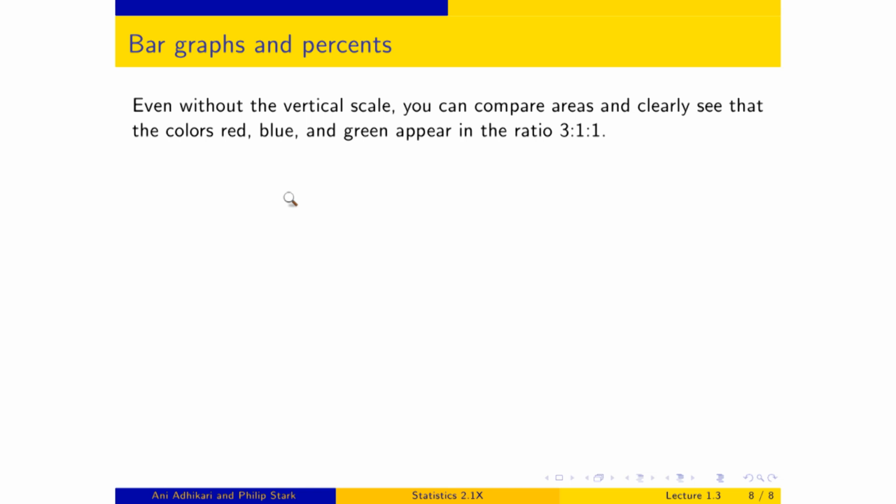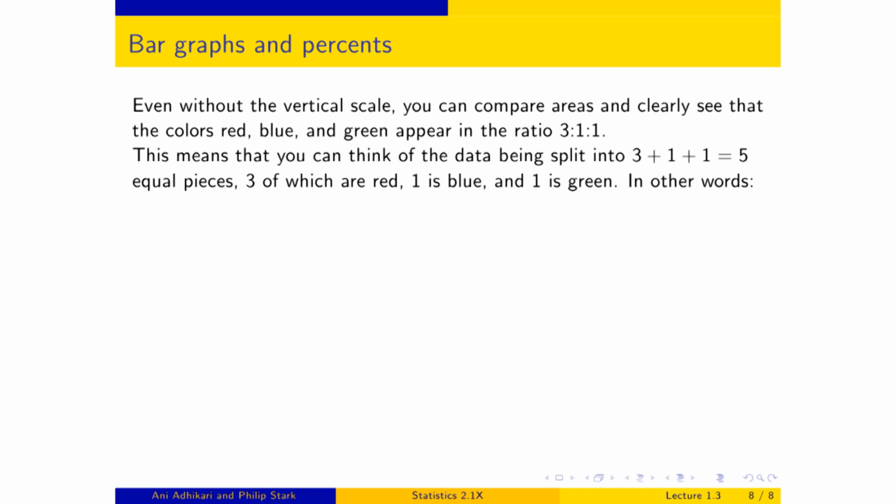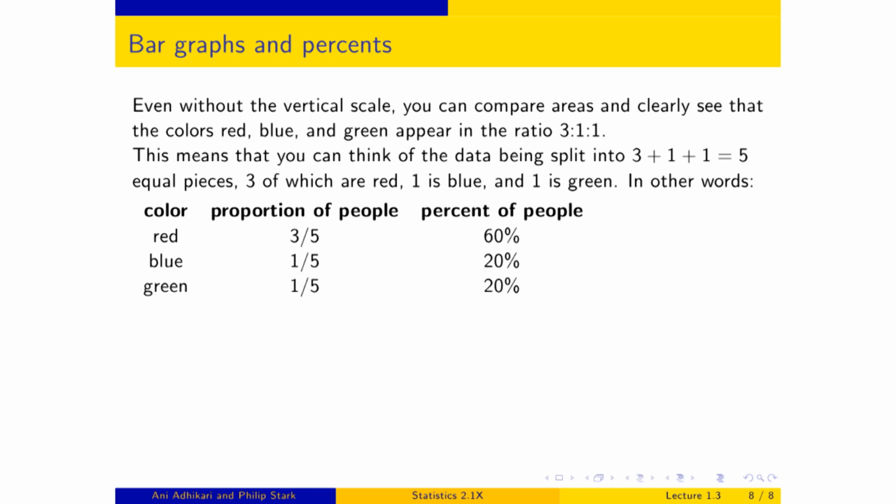Even without the vertical scale, you can compare areas, and you can clearly see that the colors red, blue, and green appear in the ratio 3:1:1. And so you can think of the data being split into five equal pieces, three of which are red, one blue, one green. And in other words, you have this table. Colors are red, blue, and green as before, and now you know the proportion of people in each of the categories. And once you know the proportion, 3/5, 1/5, and 1/5, then equivalently you know the percents, 60%, 20%, 20%, and all of this without the vertical scale. You do not need the vertical scale to do this.